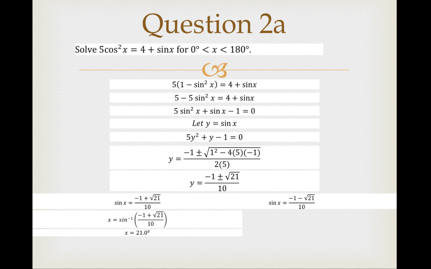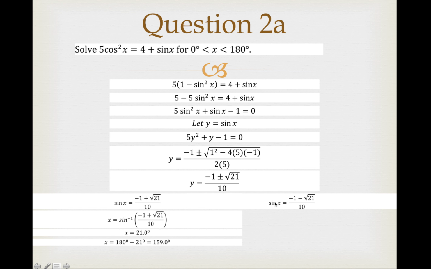All right, so now the question is, is that the only answer? Definitely not, because sine is also positive in quadrant 2. So looking at this, your angle x must be between 0 and 180 degrees. That means there is another solution in quadrant 2. So how do we find it? The other angle will be x equals 180 degrees minus 21 degrees equals 159.0 degrees. So there are two solutions.